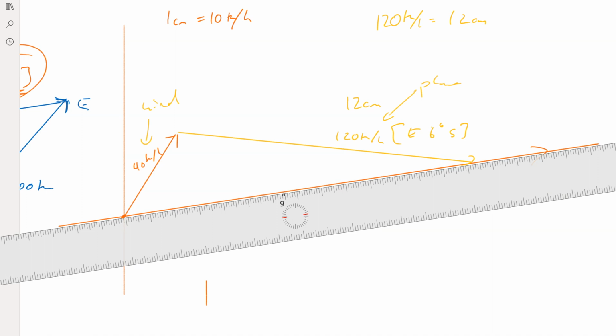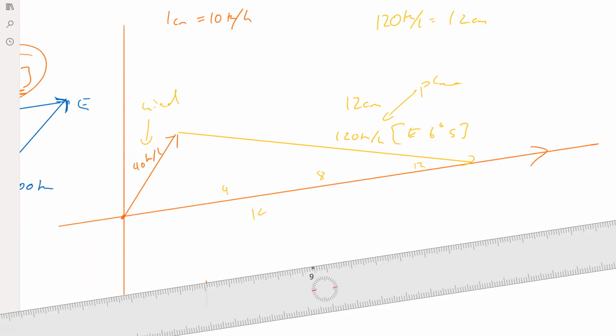So I'm going to measure my line here. And I'm going to say that's 14.3 centimeters long, so 143 kilometers an hour. This is the resultant speed when I take into account the wind speed and the plane speed.